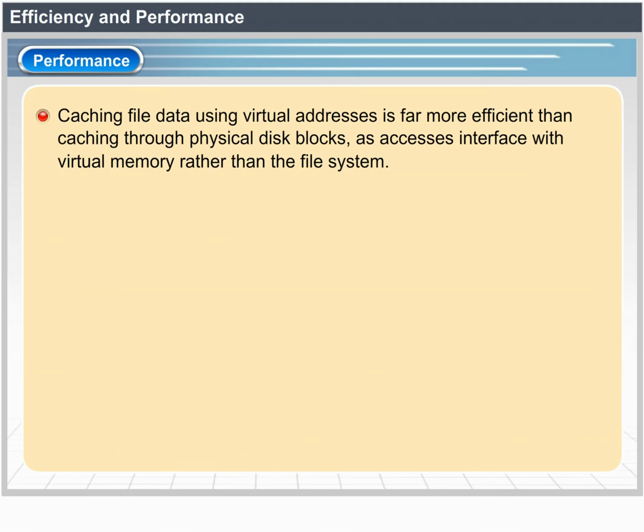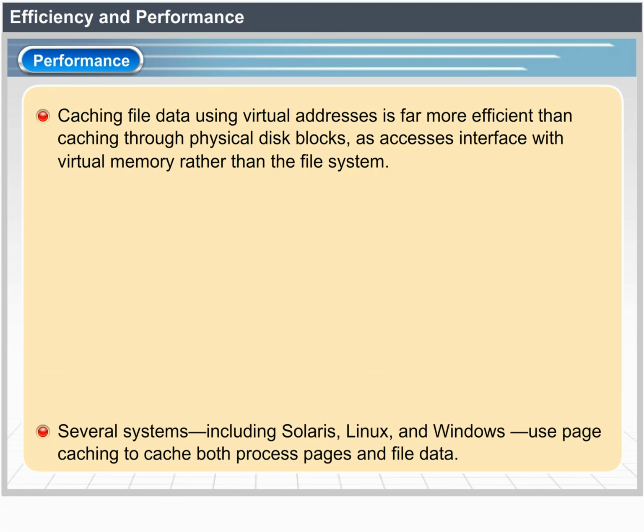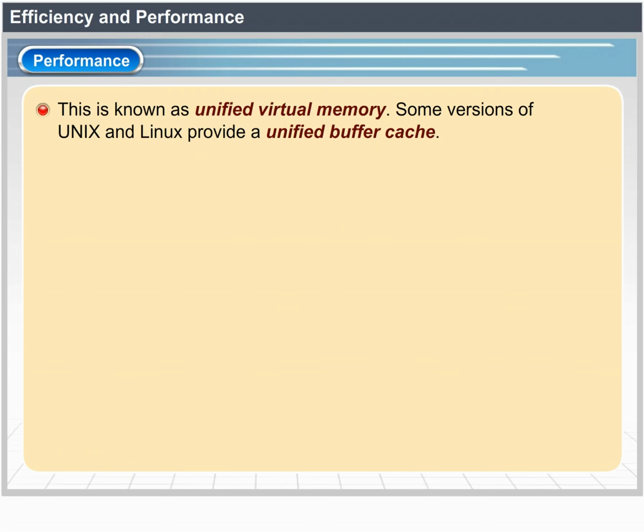Several systems, including Solaris, Linux, and Windows, use page caching to cache both process pages and file data. This is known as unified virtual memory. Some versions of Unix and Linux provide a unified buffer cache.